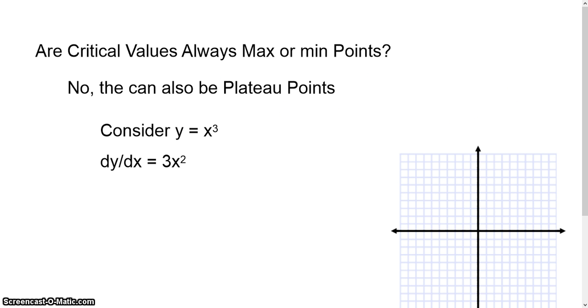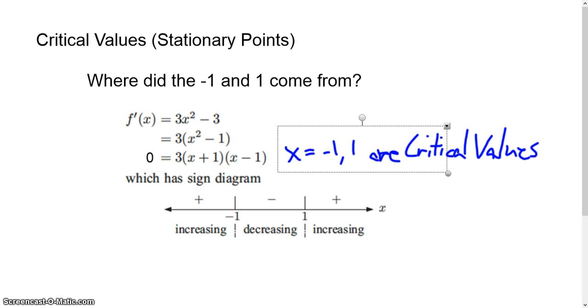Let's take a look at a quick example here. And ask ourselves, are critical values always max or min points? And the answer is actually no. There can also be plateau points. Now, taking a step back, how do we know that these are max or min points at -1 and +1, and they're not just plateau points, which whatever those are, we haven't talked about that yet.